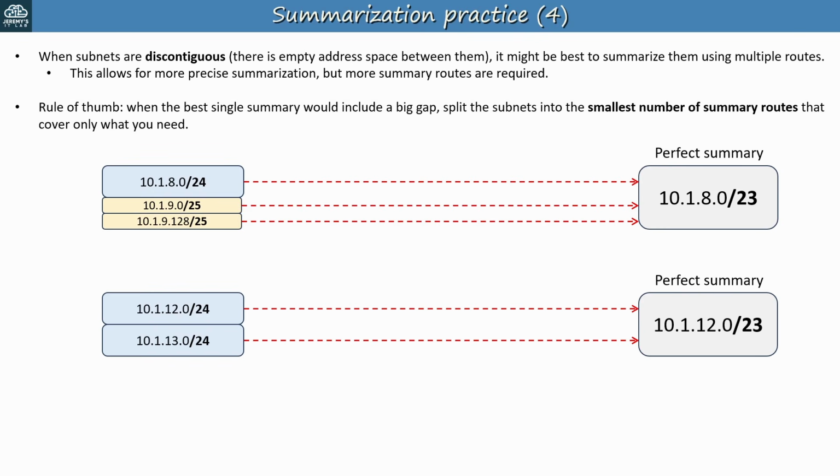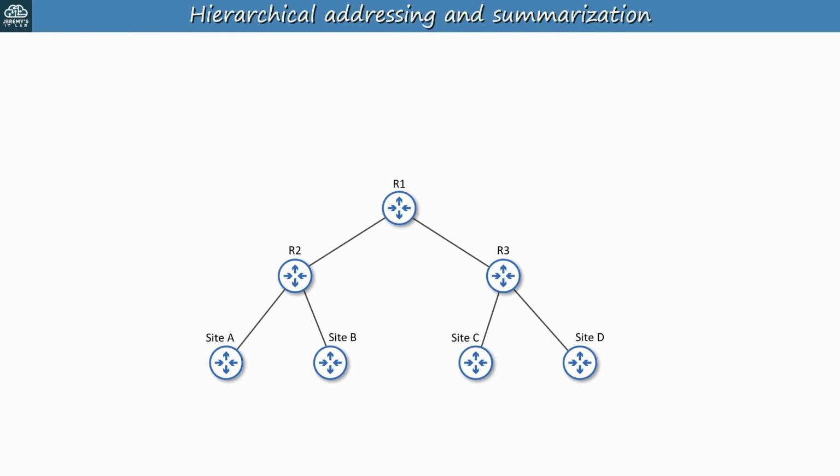Here's a rule of thumb. When the best single summary would include a big gap, split the subnets into the smallest number of summary routes that cover only what you need. That helps you avoid routing problems caused by summarizing extra address space that you didn't intend to include. So we've looked at the purpose of summarization and several examples of it, some perfect summaries and some imperfect ones.